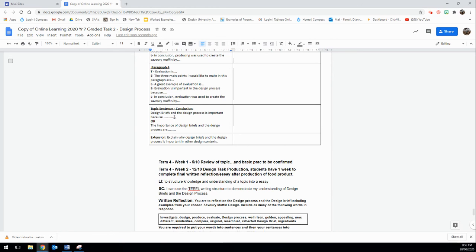There is also a conclusion. So the topic sentence, design briefs and the design process is important because, or you could use the importance of design briefs and the design process are, and you could put some ideas into here and start that. You don't need to have finished the last ones either.